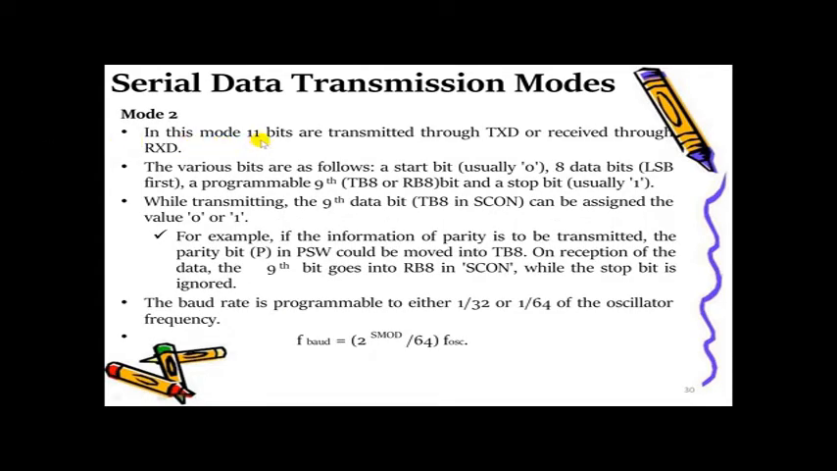Next, in mode 2. In this mode, 11 bits are transmitted through the transmitter and received through the receiver. The bits are a start bit of 0, 8 data bits with the LSB first, a programmable 9th bit, that is TB8 or RB8, and a stop bit, usually 1. While transmitting the 9 data bits, TB8 in SCON can be assigned the value 0 or 1. For example, if parity information is to be transmitted, the parity bit P in PSW can be moved into TB8. On reception of the data, the 9th bit goes into RB8 in SCON, while the stop bit is ignored. The baud rate is programmable to either 1/32 or 1/64 of the oscillator frequency. This is the formula we are going to use: baud rate equals 2 to the power of SMOD divided by 64 times the oscillator frequency.